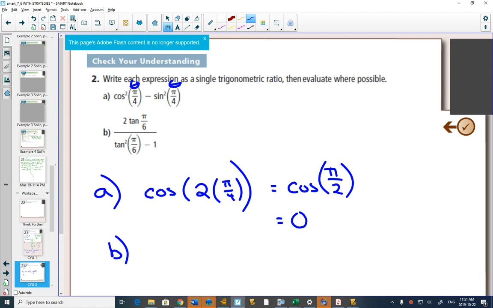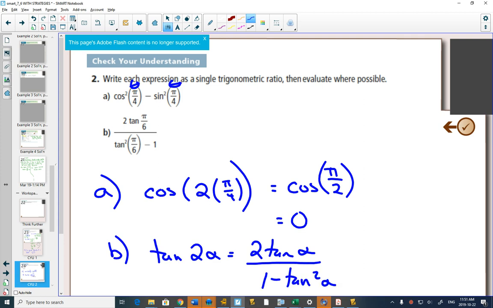Pi over 6 is on our pi plate. Okay? But if we look at our formulas, because this might look like one of my formulas, I see that my formula sheet says that tan 2 alpha is 2 tan alpha over 1 minus tan squared alpha. Can you see that it's very close to matching up to ours, but not quite? The difference? What we have in B has tan squared minus 1, and our formula has 1 minus tan squared.